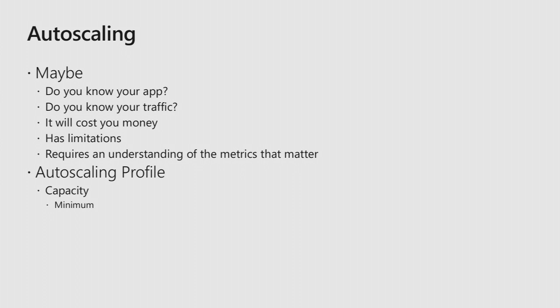It's got a minimum. What's the minimum number of instances I want to have running at any one point in time? It has the maximum, and those two are pretty straightforward, right? What's the most number of instances I ever want running at a time? And that might be dictated by price, that might be dictated by design, by architecture of the app itself. The one that's going to be new for most people is this idea of a default.